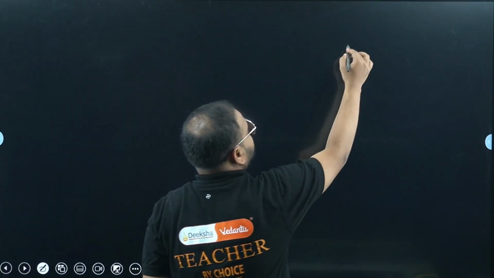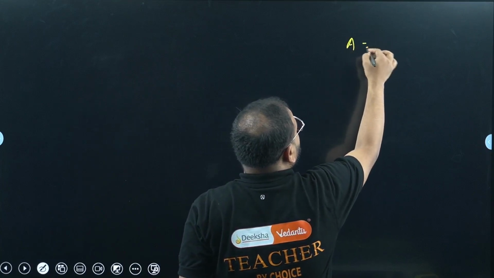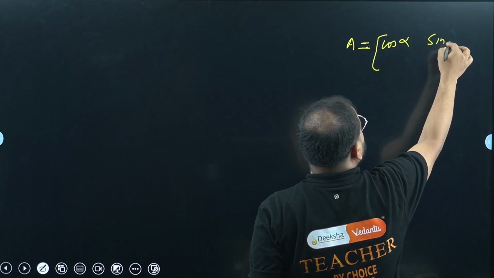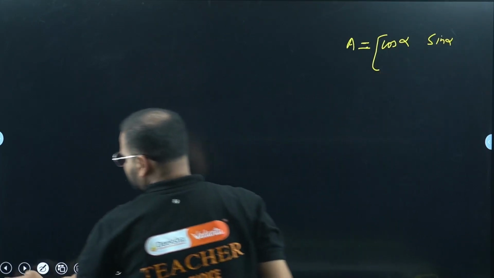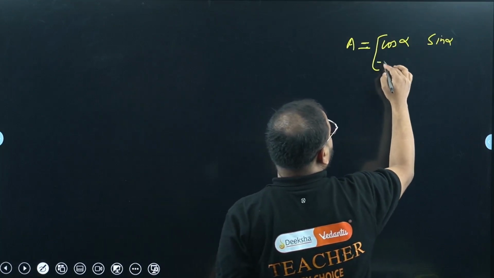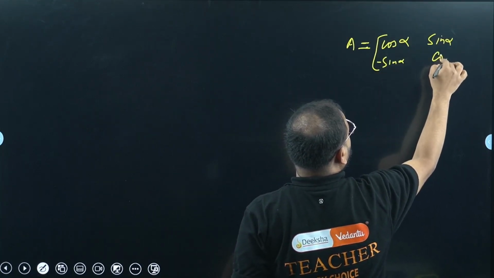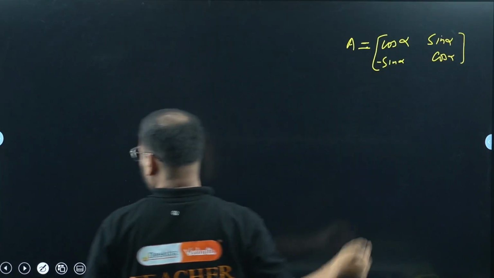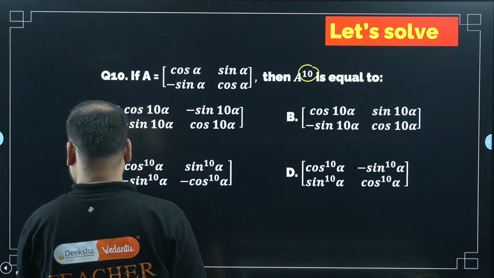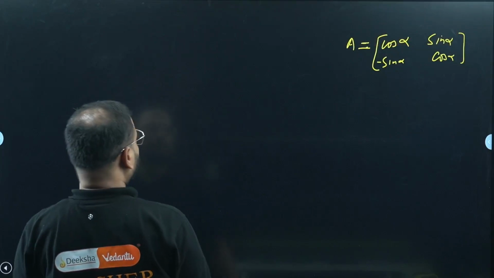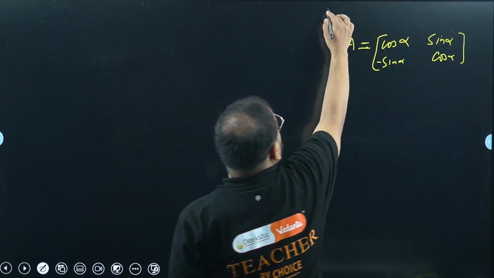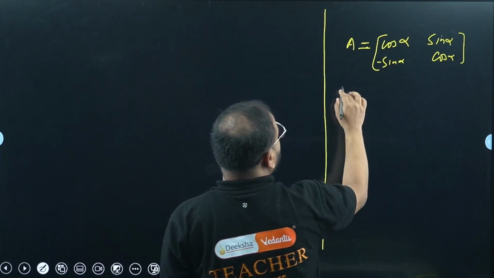A is given as cos alpha, sin alpha, minus sin alpha, cos alpha. Before we go ahead and find A power 10, let's quickly find A power 2. It's correct, no? Cos, sin, minus sin, cos. Correct, sir. So let's find A square quickly before going into anything else.